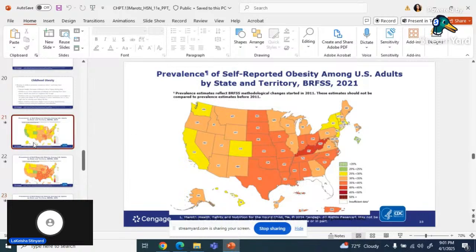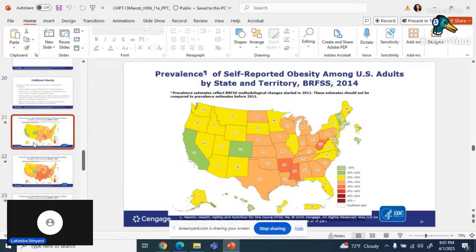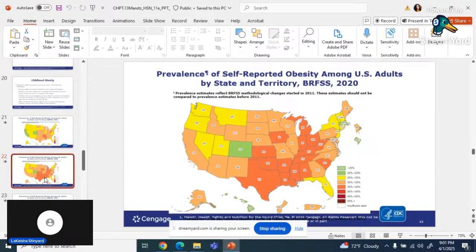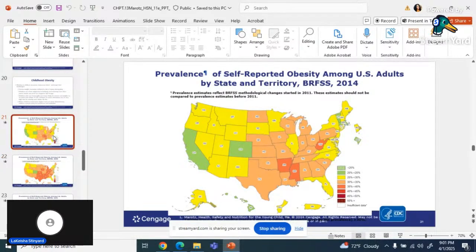So basically, the percentages should not be compared before 2011. So right now, this is in 2014, it's probably way higher now. Very high. I guarantee you it's pretty high. And look, that's the year 2014.